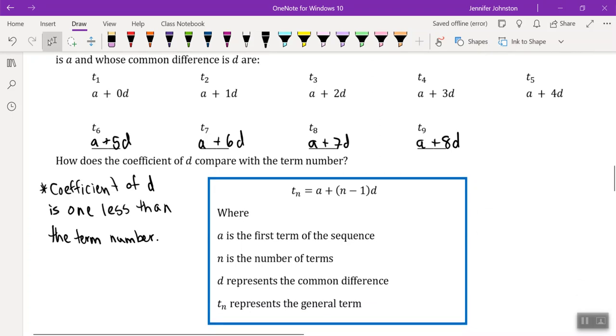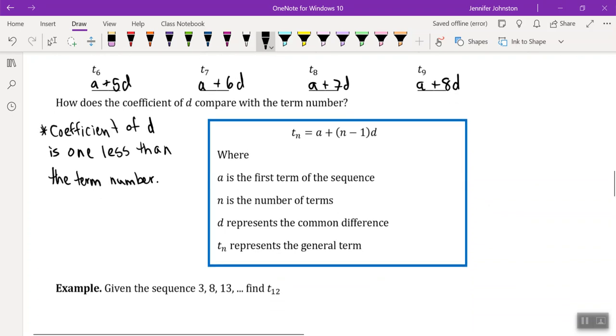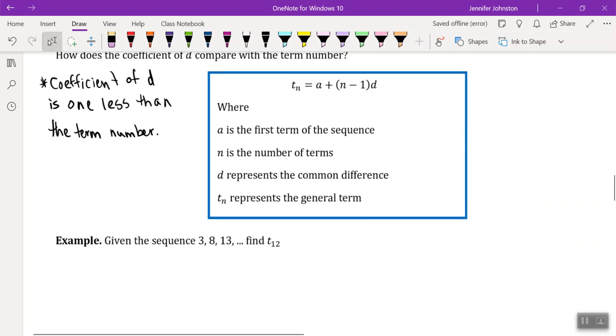So we get this formula. T at n, which is our general term, is equal to A, or whatever term you're looking for. This could be your last term, it could be your first term, it's whatever number you want to put in for n. So T at n, our general term, is A, the first value, plus n minus 1, the term minus 1, times your common difference. Let's use this formula and discover what T12 is in this case.